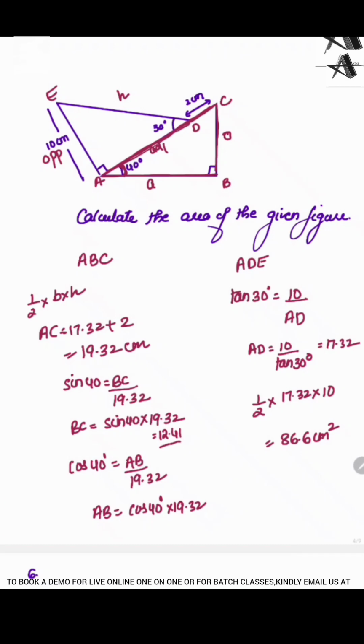So BC is 12.41 and this one will give me 14.79 or 14.8. We now have adjacent as well as opposite. That means base and height I have both. I can calculate the area of this triangle ABC, which is half times base, as we calculated, 14.79, or I can say 14.8, into height, which is 12.41.